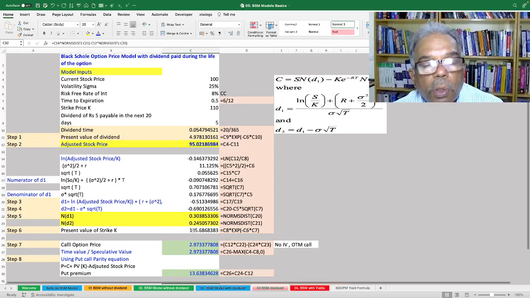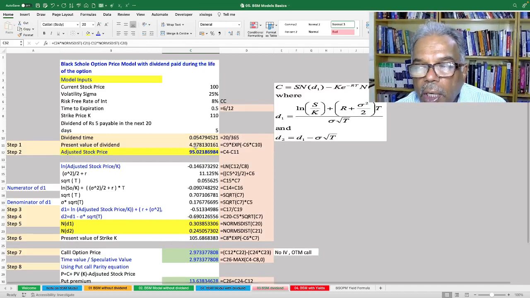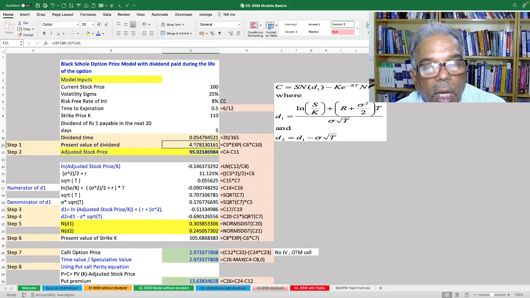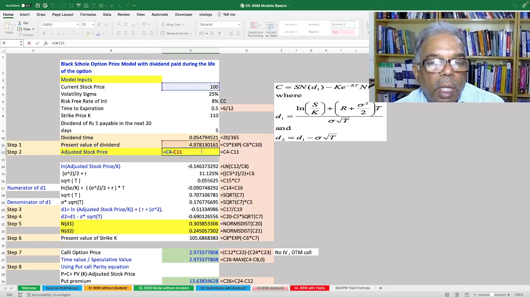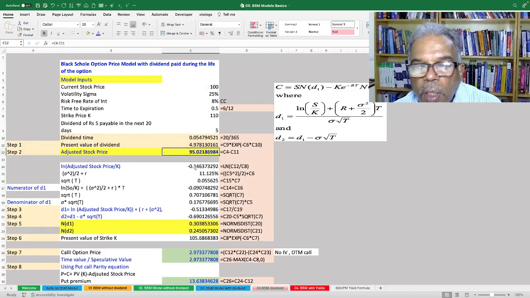So the approach with a dividend is the same; the only condition is the dividend has to be paid within the life of the option. We have to calculate the present value of the dividend, then calculate the adjusted stock price, which is nothing but the current stock price minus the present value of the dividend. So the Black-Scholes option pricing model is modified to accommodate a dividend and calculate a call option with the dividend.